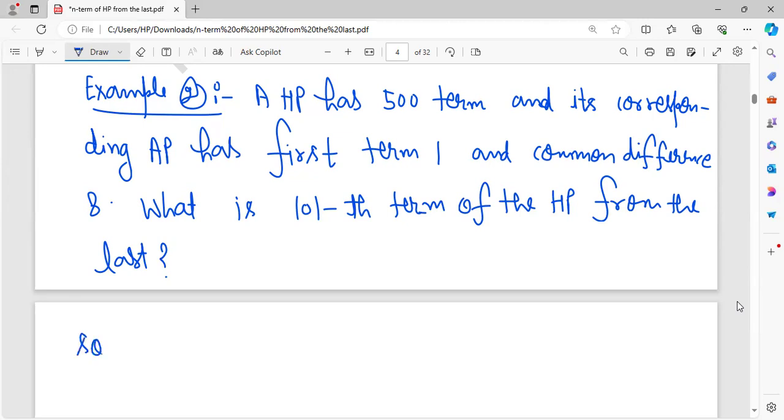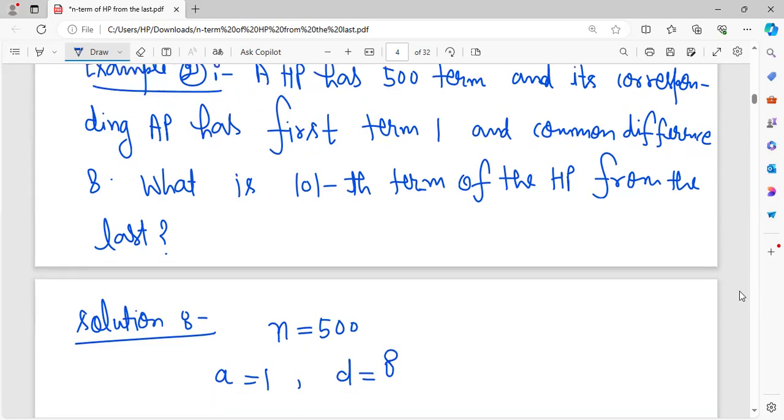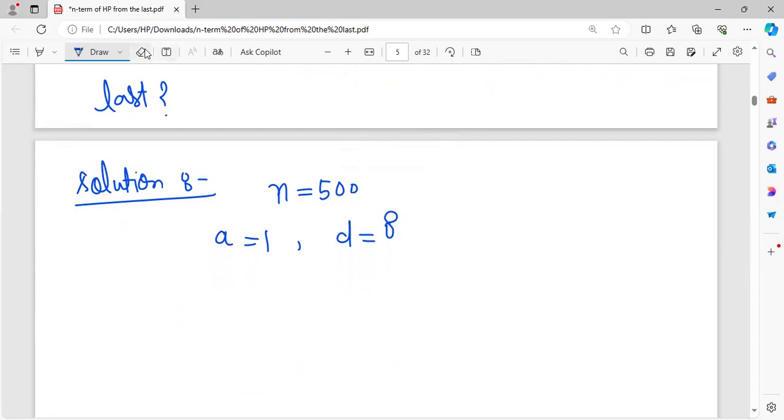Okay. Solution. So how many terms does the HP have? HP has 500 terms. The corresponding AP will also have 500 terms. And what is A here? The corresponding AP has first term 1. What is the common difference? Common difference is 8. Okay. And which term do we have to find? M is here 101.